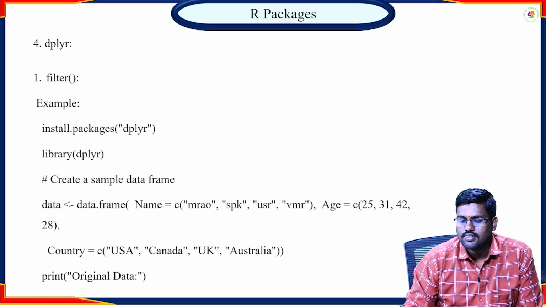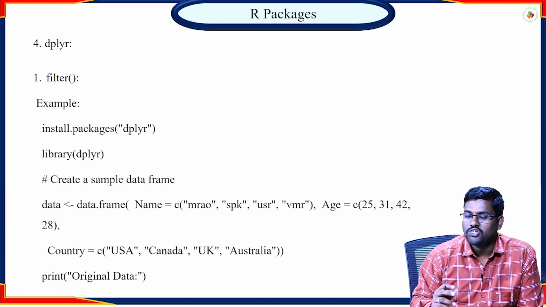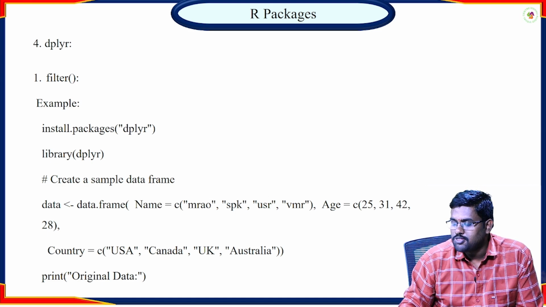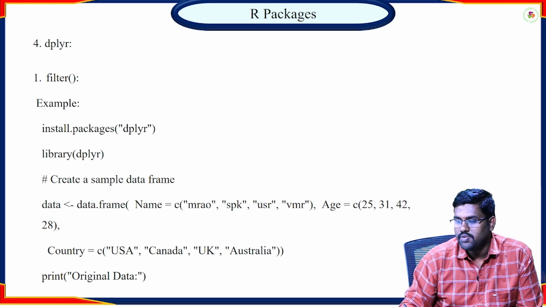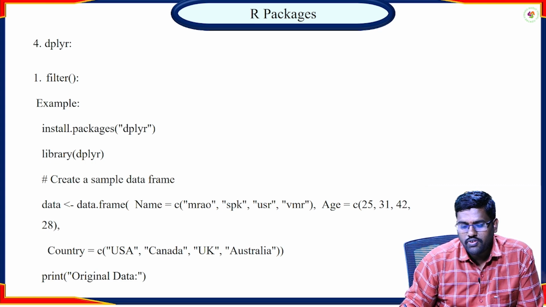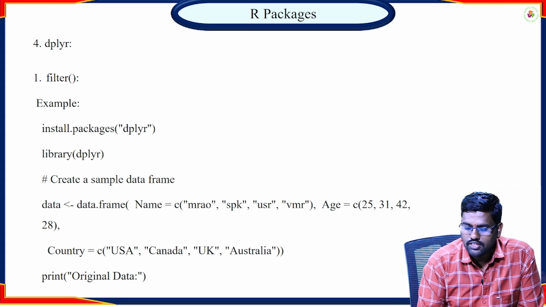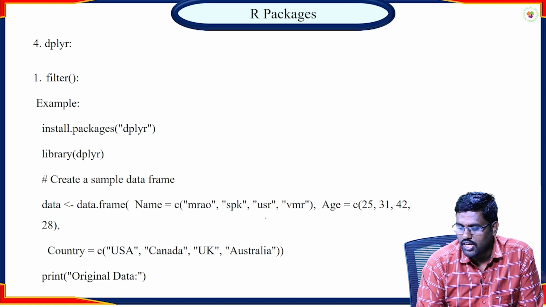Now the next one is dplyr. dplyr is used to filter, or to retrieve the data based on our constraints. That means based on our conditions, the values will be displayed. So the filter method is used. First I have taken a data frame that contains the values name, age, country, and I want to display the original data, so it displays the names, ages, and the country.